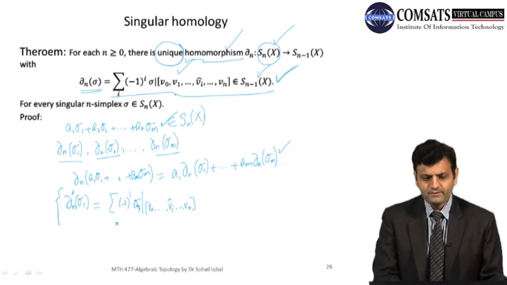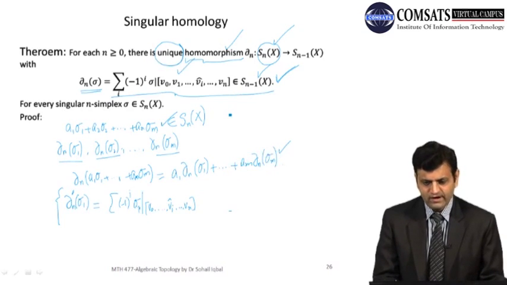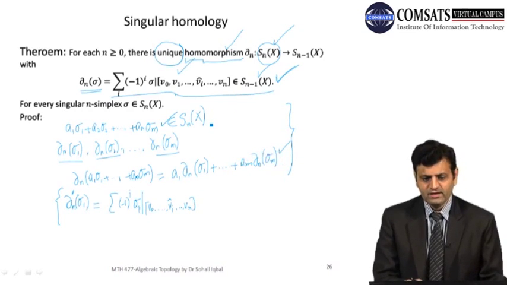Okay, so we have a unique homomorphism which will take the elements of Sn(x) to Sn-1. So why is it a homomorphism? Because we define it to be a homomorphism. We extended linearly. So if you are not convinced, then it is an exercise for you to check that this ∂n is a homomorphism of these free abelian groups.